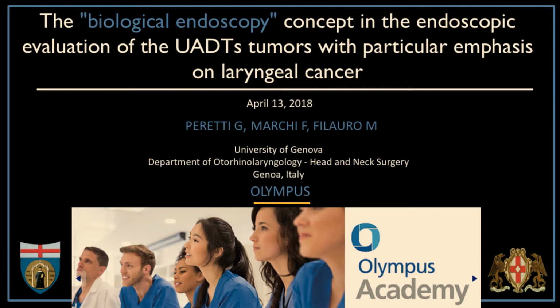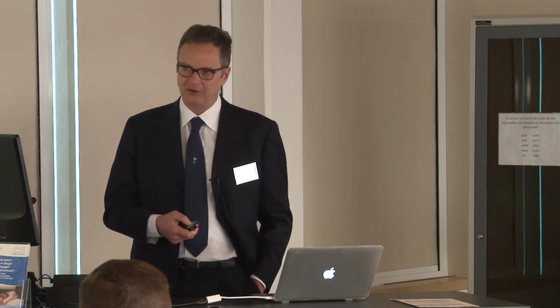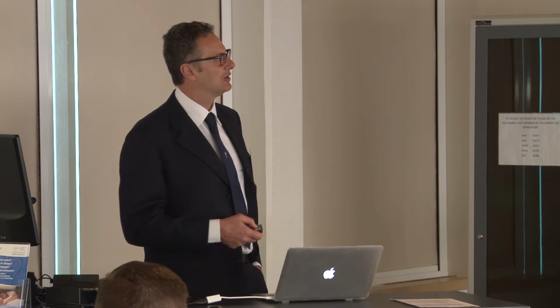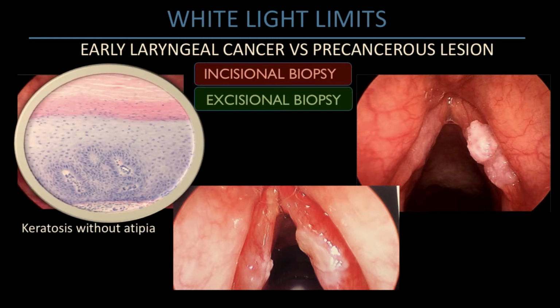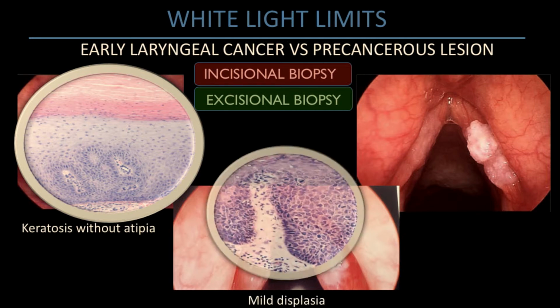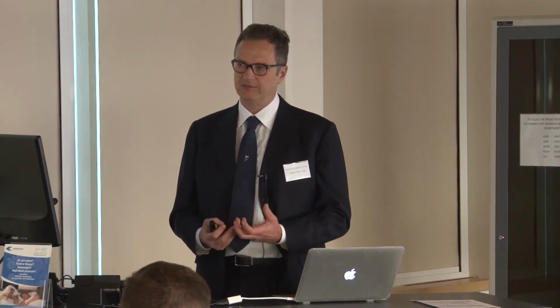This is the common situation that we face in the office when you have leukoplakia or erythroplakia on the vocal cord. But again, with standard endoscopy, you have no adjunct information to presume the histology, because these lesions look very similar, but unfortunately are completely different. This is a keratosis, this is a mild dysplasia, and this is carcinoma in situ. So you need something more to understand the biological behavior of this lesion.